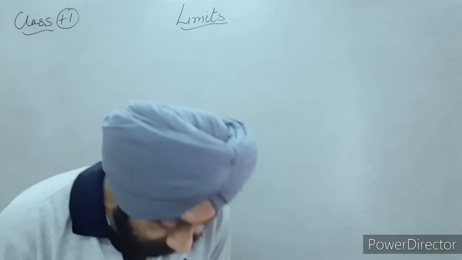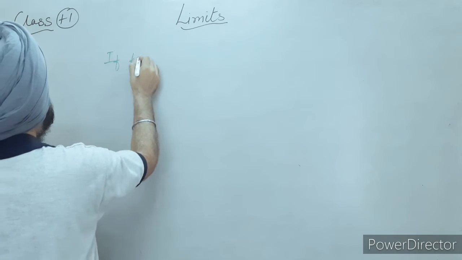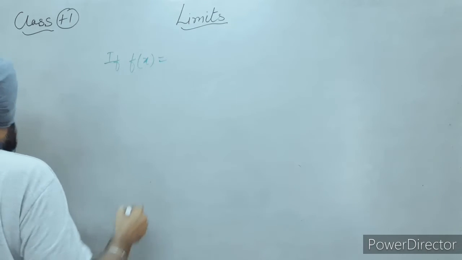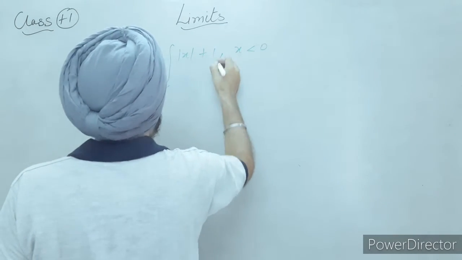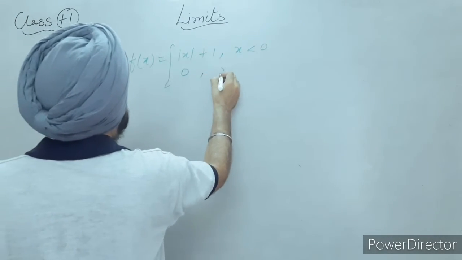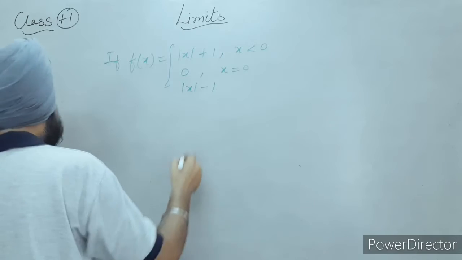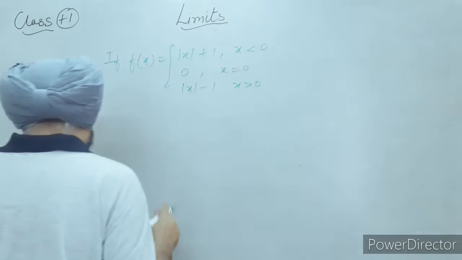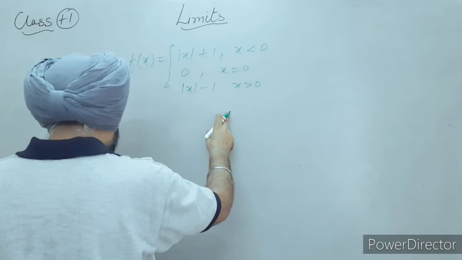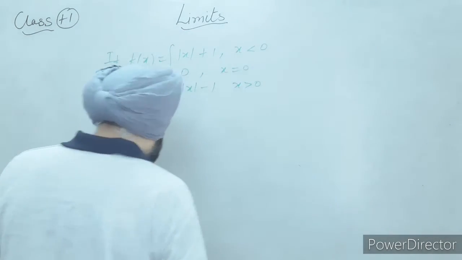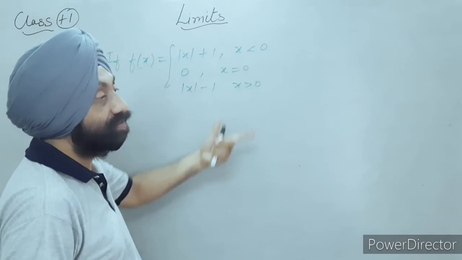Question is this. Now f(x) equals, it's given that f(x) is equal to mod of x plus 1 if x is less than 0, then this is equal to 0 if x equals 0, and mod of x minus 1 when x is greater than 0. For what value does the function have a limit as x approaches 0? Now I need to find out whether the limit exists as x approaches 0 or not.